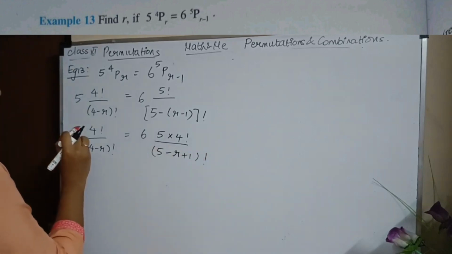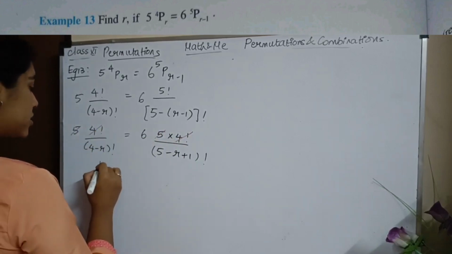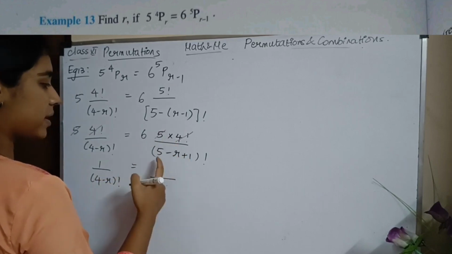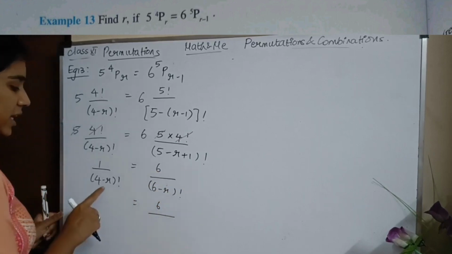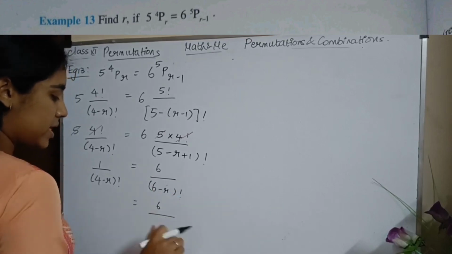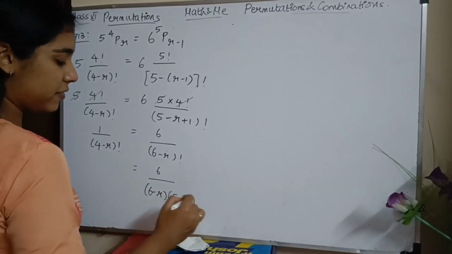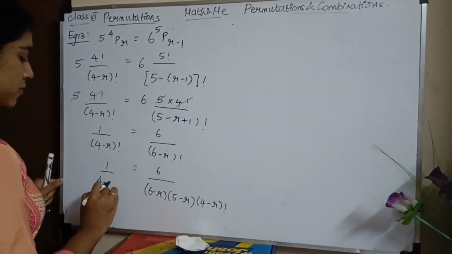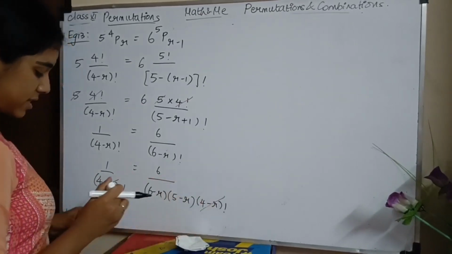Now what is here? 5 into 4 factorial, 5 into 4 factorial. They get cancelled. So what do I have here? 1 divided by (4 minus r) the whole factorial equals numerator 6 divided by (5 plus 1 minus r), the whole factorial. Now how can I write 6 minus r? I need 4 minus r. So 6 minus r minus 1 is 5 minus r. So I can write this as (6 minus r) times (5 minus r) times minus 1, again if I do minus 1, I have (4 minus r) the whole factorial. So on the other side, 1 by (4 minus r) the whole factorial, 4 minus r will get cancelled.